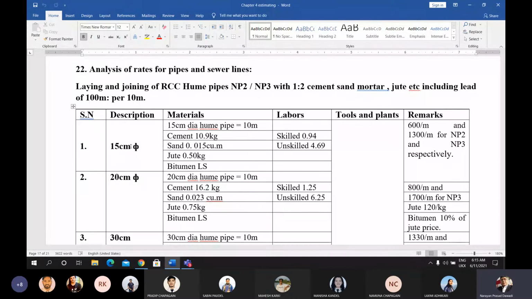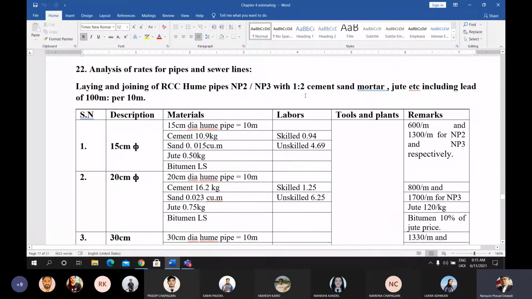And from the outside, a plastering band is done with the help of 1:2 cement sand mortar. In this way, we can join the pipe. Hume pipe is generally available at 2.5 meter length.